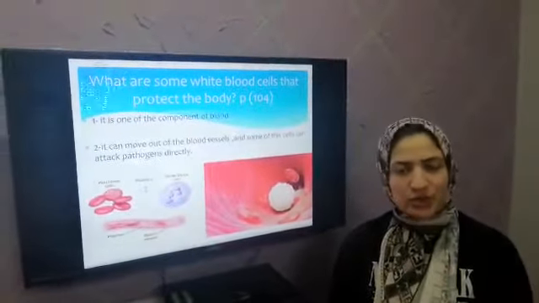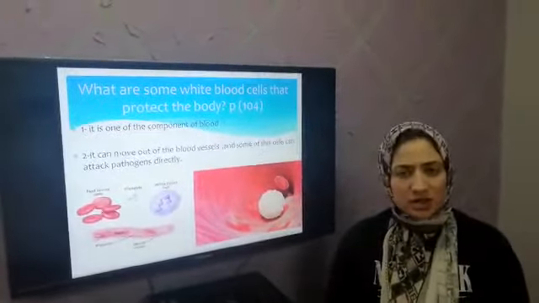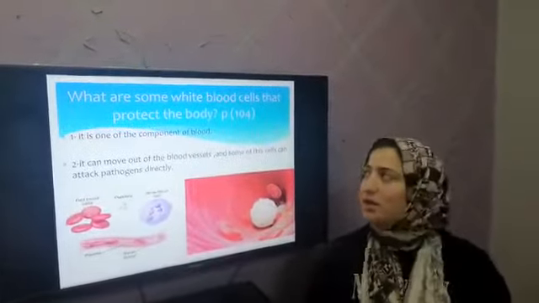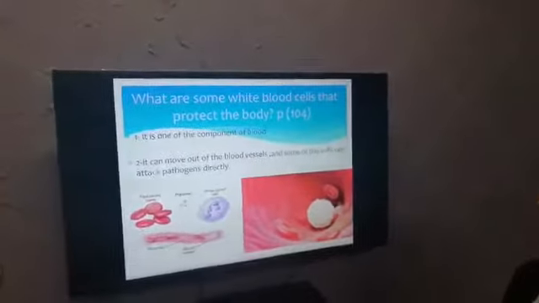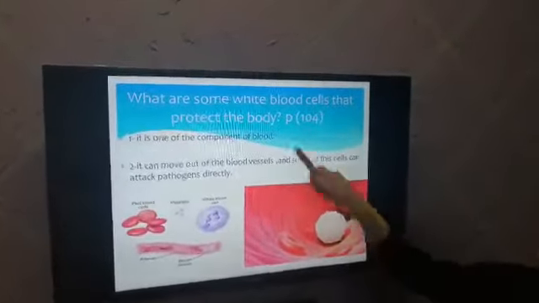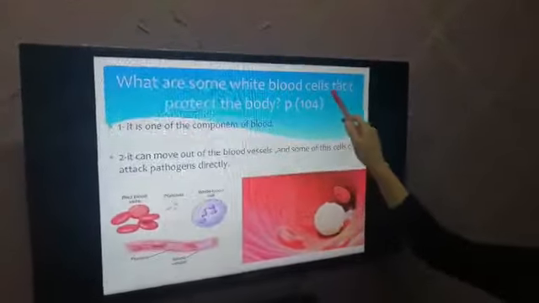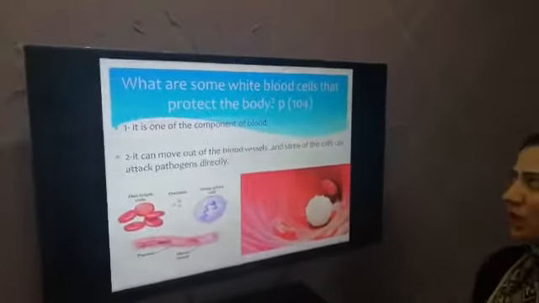Hi grade 7, today we will continue our lesson, the immune system. Let's start our session today. Today we will talk about the main component of white blood cell. What are some white blood cells that protect the body?